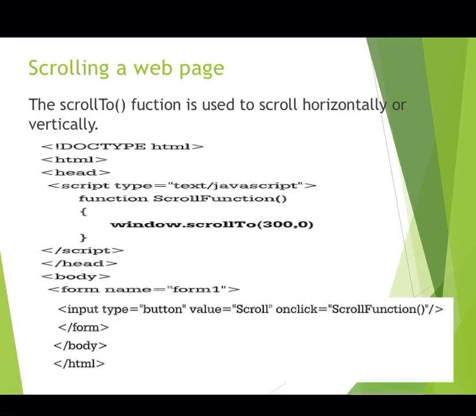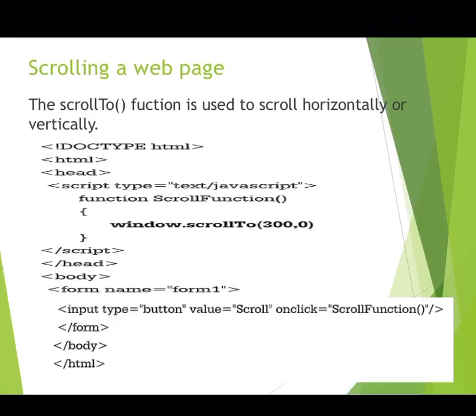So doctype HTML, then your HTML tag. Your scrollTo function basically has two attributes, that is x-axis and y-axis. If you give a value to the x-axis, you will have a horizontal scroll bar. If you give a value to the y-axis, you will have a vertical scroll bar. So first is your x-axis value and second is your y-axis value. If you give a value to the x-axis, it will scroll horizontally. If you give a value to the y-axis, it will scroll vertically.